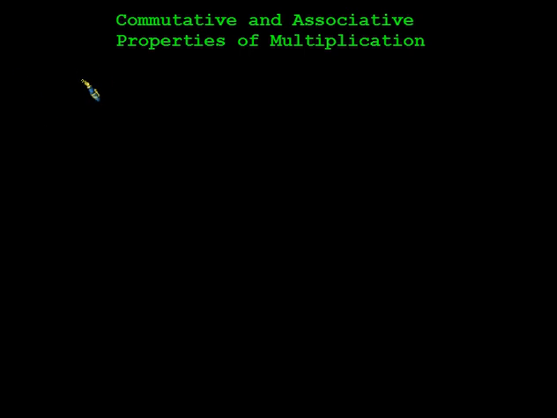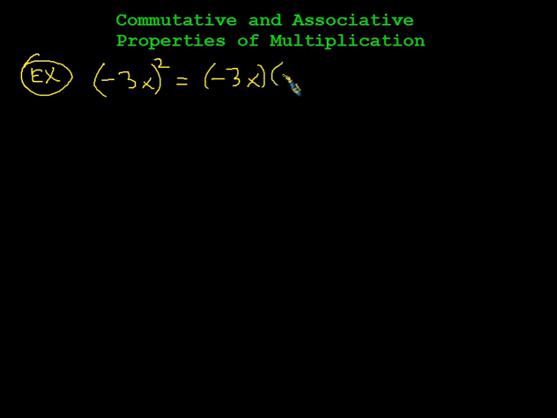As long as we're doing commutative and associative property and we're looking at more advanced applications, I thought it might not be a bad idea to throw in what happens with negative numbers. So what is the deal if we have something like negative 3x in parentheses squared? Well, by the definition of a power, we will go ahead and multiply negative 3x times negative 3x.